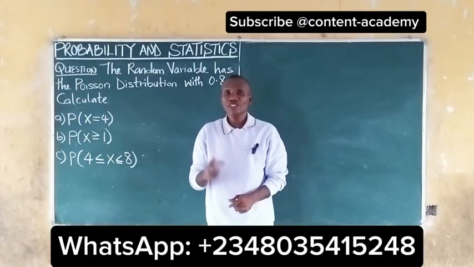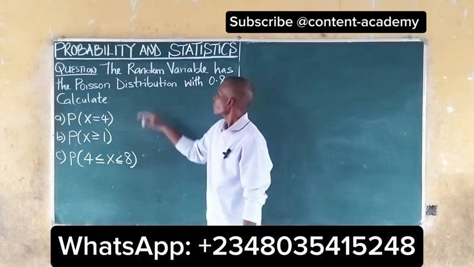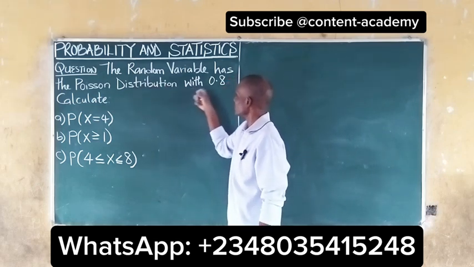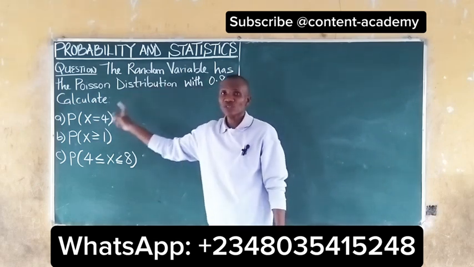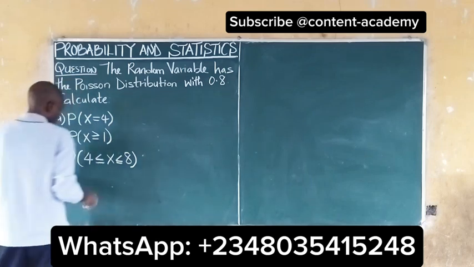In this video, we are discussing probability and statistics, and we are given a question to find the random variable of the Poisson distribution with 0.8, and we are asked to calculate different probabilities. So how do we go about this?